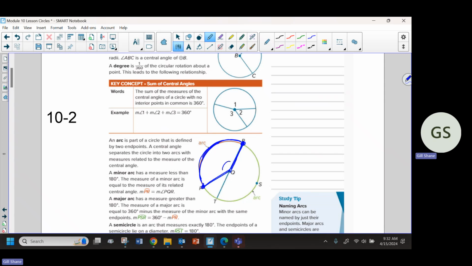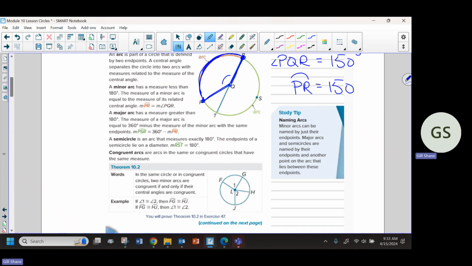They didn't give us a measure, so we'll make it up. Let's say it's 150 degrees. So if angle PQR is 150 degrees, then arc PR is also 150 degrees. That is for a central angle and central angle only. So that was that whole piece of that lesson. I'm not going to do a whole lot more with it.